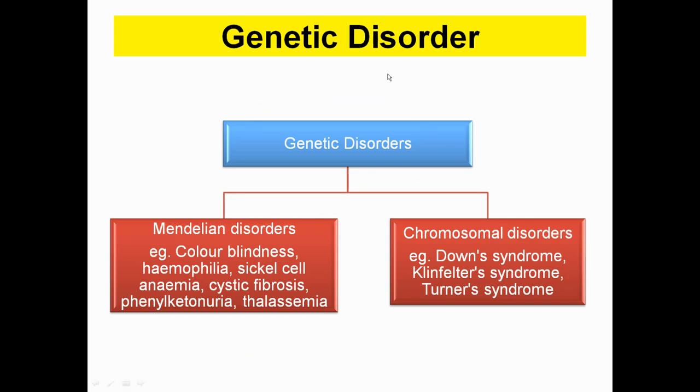Now coming to genetic disorders. Genetic disorders can be of two types: Mendelian disorders, which follow Mendelian laws. These are color blindness, hemophilia, sickle cell anemia, cystic fibrosis, phenylketonuria, and thalassemia. Chromosomal disorders are basically of three types, that is Down syndrome, Klinefelter syndrome, and Turner syndrome. There are various types of chromosomal disorders, but in this chapter we have to discuss only three types of chromosomal disorders.